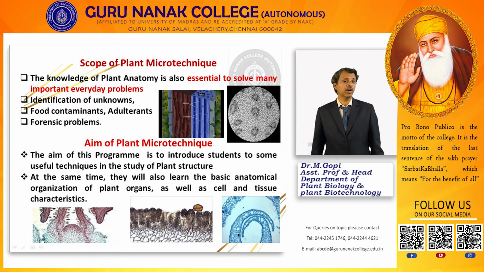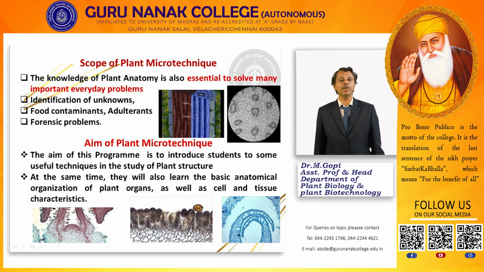So, what is the use of plant microtechnique? The knowledge of plant anatomy is also essential to solve many important everyday problems. The next ones are identification of unknown things, food contaminations, adulterants, and finally even forensic problems, which are also solved this way. That is why it is the scope of plant microtechnique. Next one, aim of plant microtechnique.